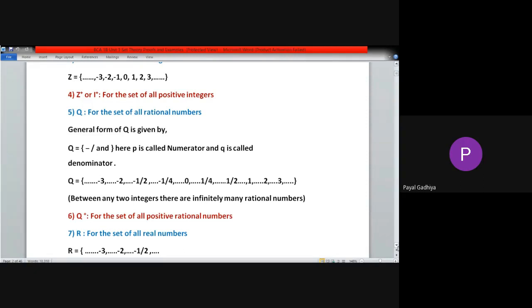Okay, then the number is 3 by 2. This is 1.5. Which sets will contain 1.5? Yes, Q and one more set. Yes, Q and real. Both the sets will contain 1.5.